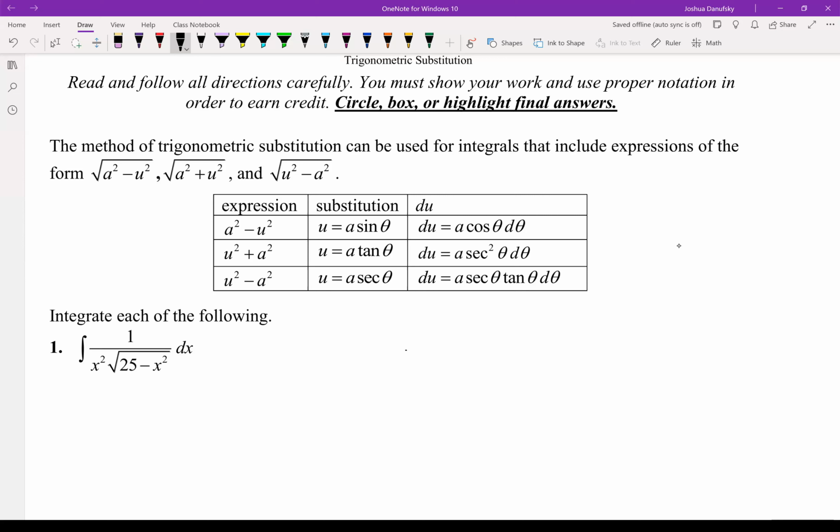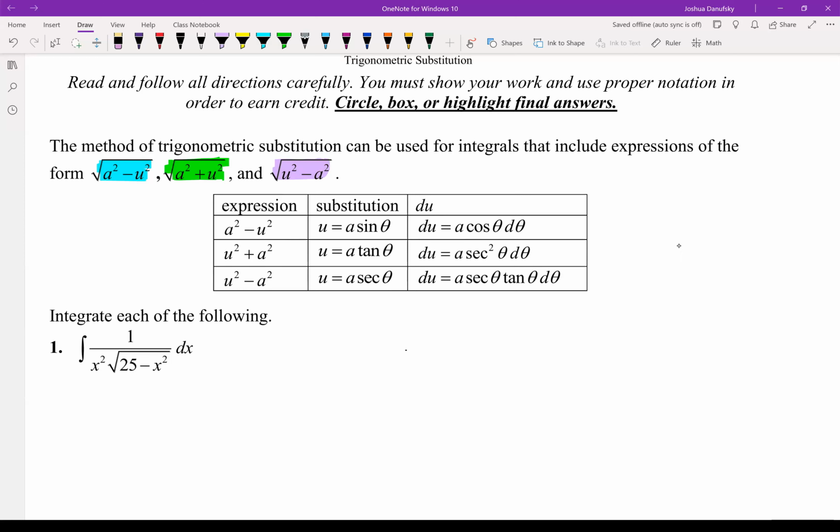In this video, we're going to practice the method of trigonometric substitution for evaluating integrals that include expressions of these forms. The square root of a constant squared minus the variable squared, the square root of a constant squared plus the variable squared, and the square root of the variable squared minus a constant squared. In each of these cases, we're going to substitute a trig function for our variable, resulting in a trigonometric integral that we can then simplify and evaluate.